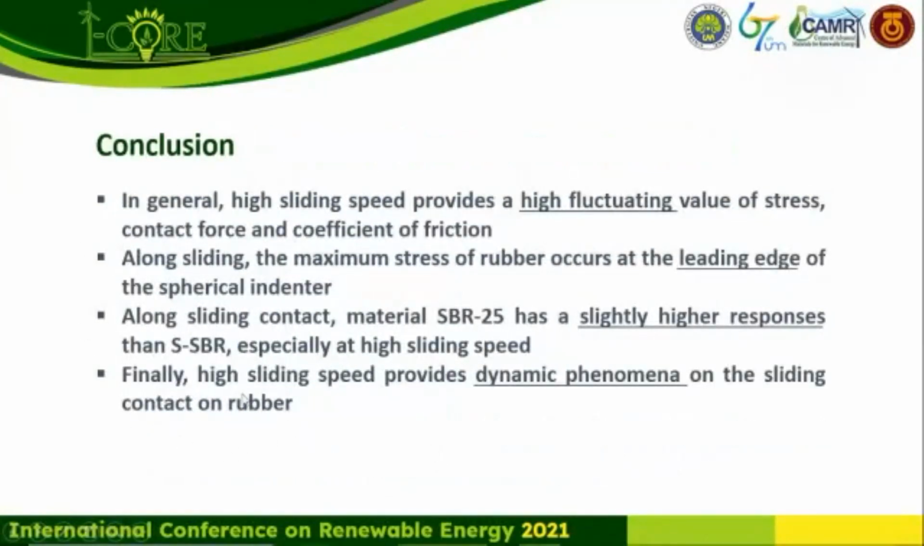The final conclusion is that high sliding speed provides a highly fluctuating value of stress, contact force, and coefficient of friction. Along sliding, the maximum stress of the rubber occurs at the leading edge of the spherical indenter. Along sliding contact, the material SPR25 has slightly higher responses than SSPR, especially at high sliding speed. Finally, high sliding speeds provide dynamic phenomena of the sliding contact on rubber.